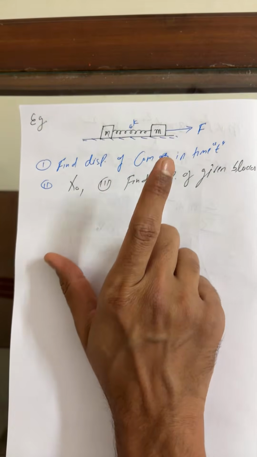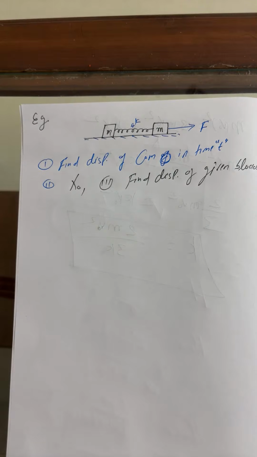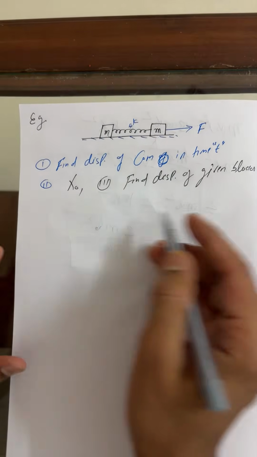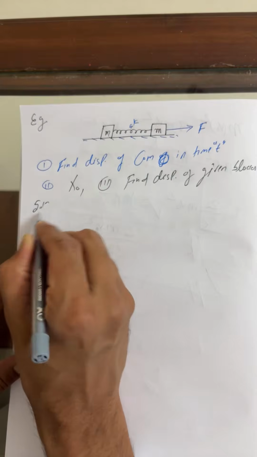Find displacement of center of mass in time t. Because you are applying force continuously on a block, there is extension, so you need to find the extension in the spring in time t only. And last one, the displacement of the respective blocks in time t only. Okay, so now we begin with the first part of the question in the solution.